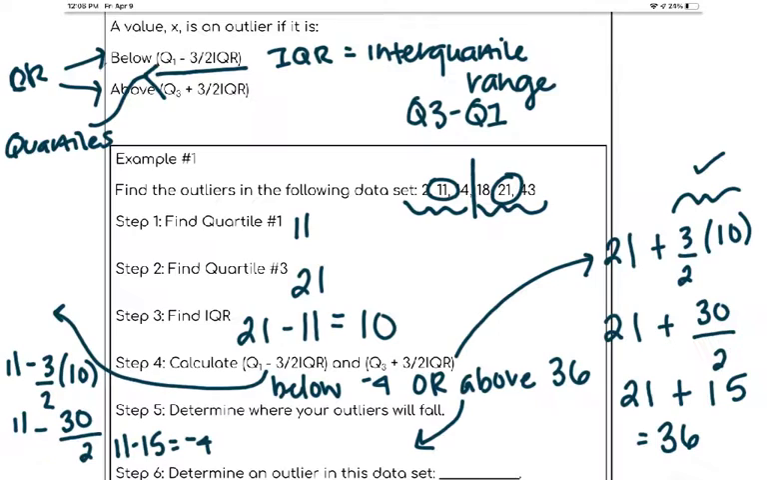Then we need to determine what an outlier would be in this data set. Well, think of a number that's below -4. So you might have said, -8. Or larger than 36. Well, a number that's larger than 36 might be 40. So those are two numbers that could be outliers. Now, any number that is below -4 or above 36 will be an outlier in this situation.